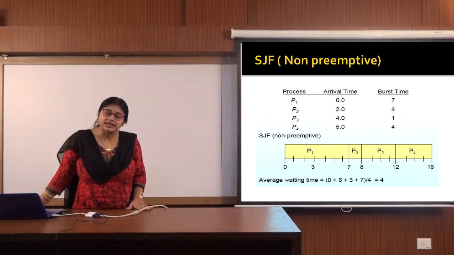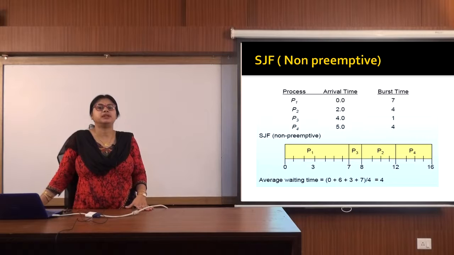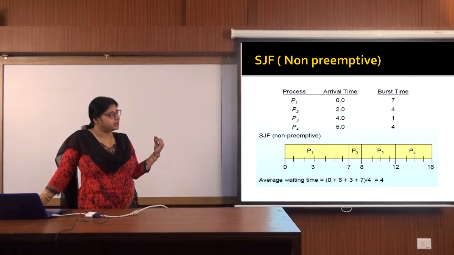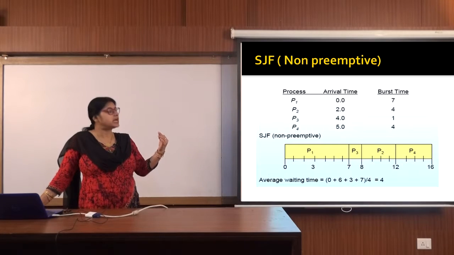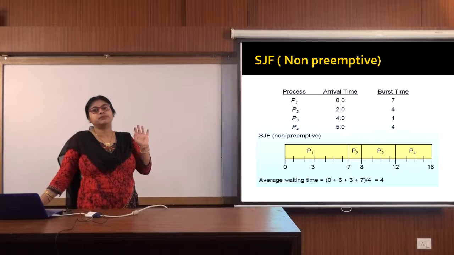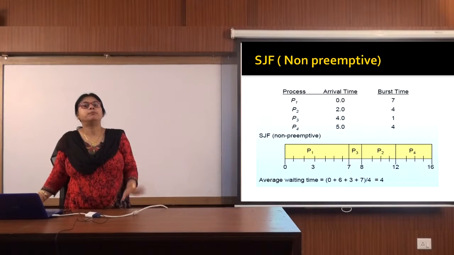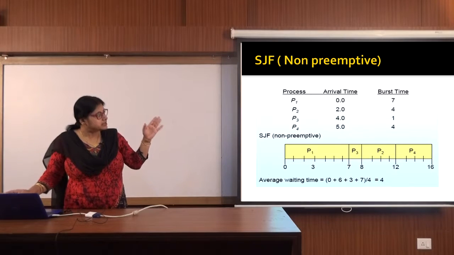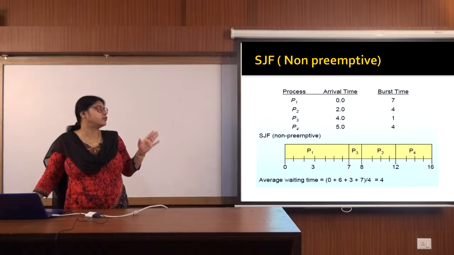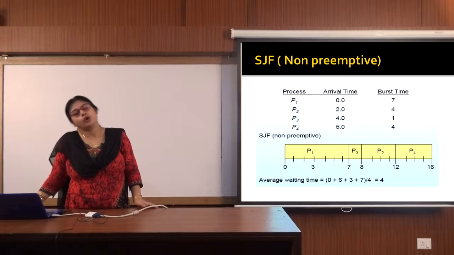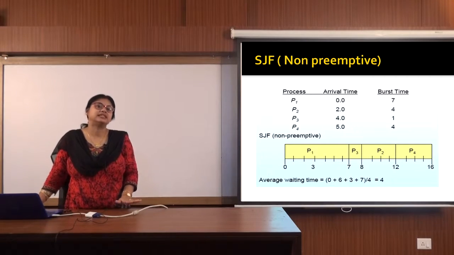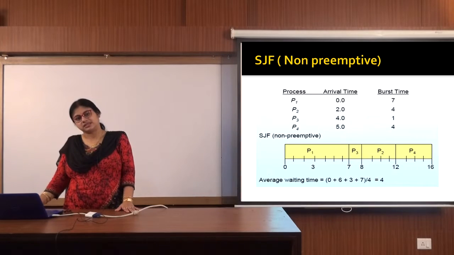That means at 16 millisecond time period, P4 is also completed. That means starting from 0 millisecond time period, all these 4 processes are taking a total of 16 millisecond time period for completion of their work. You look at the burst time, 7 plus 4 plus 1 plus 4 equals 16. So all the processes are completed by 16 millisecond time period. That is the Gantt chart.